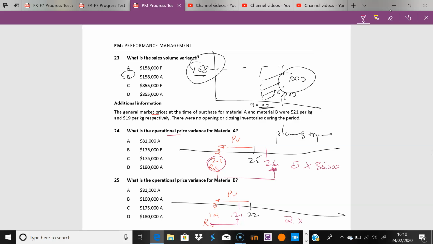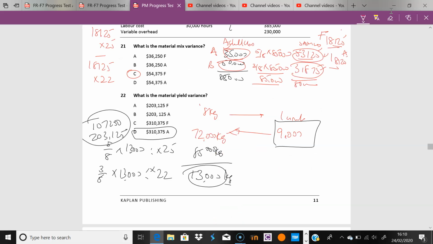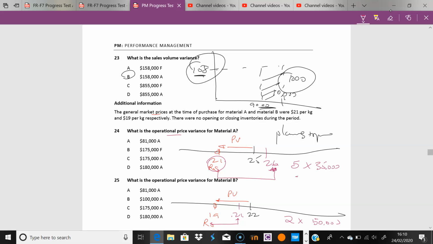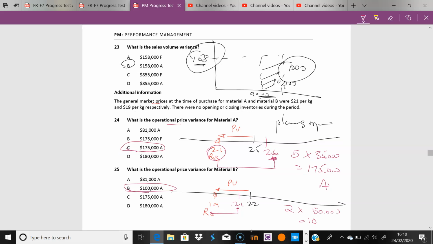2, and I believe you bought 50,000 units here. Let me just confirm. Yes, 35 and 50. And when you do this here, you get 175,000. You bought more, you paid more than you should have, so that's adverse, isn't it? So that's that adverse. And here you paid more again than you should have, so of course there's adverse as well of 100,000. 2 times 5, 50,000, and that's 100,000. And that brings us to the end of that. So that's how we work this out.